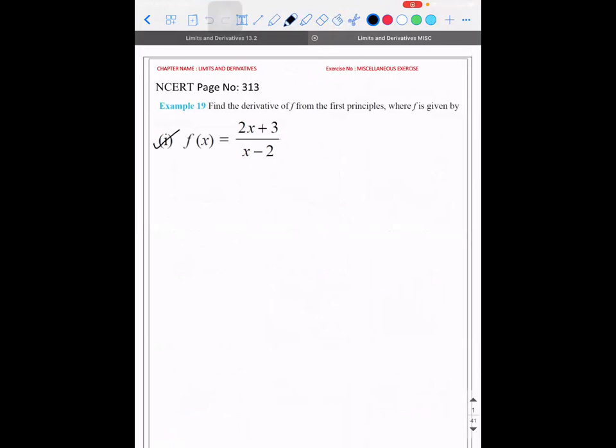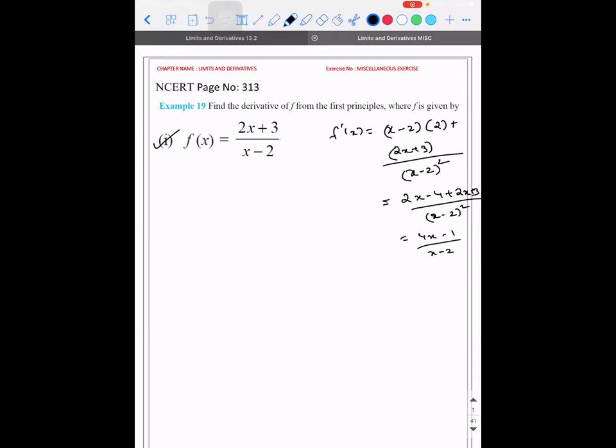Let's see. Find the derivative of f from the first principle where f is given by this value. F of x is equal to 2x plus 3 by x minus 2. What is the expected answer? What is f dash of x? Applying the quotient rule: x minus 2 into 2 minus 2x plus 3, the whole divided by x minus 2 the whole square. So 2x minus 4 minus 2x minus 3 by x minus 2 the whole square. This is what is expected.